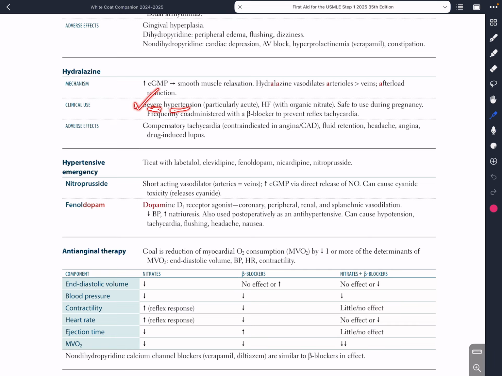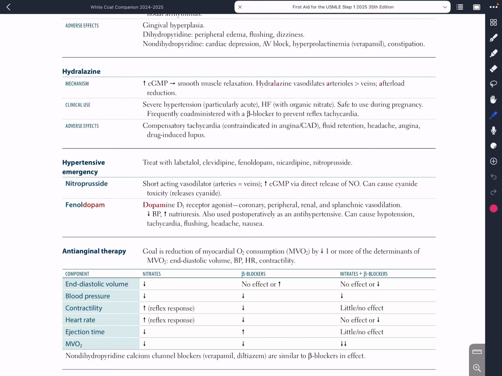severe hypertension. In emergency departments, where a patient presents with acute severe hypertension, you need to give them IV hydralazine. Usually you start with IV hydralazine 50 milligrams. So a patient with heart failure on an organic nitrate, you give them hydralazine. Hydralazine is safe in pregnancy.